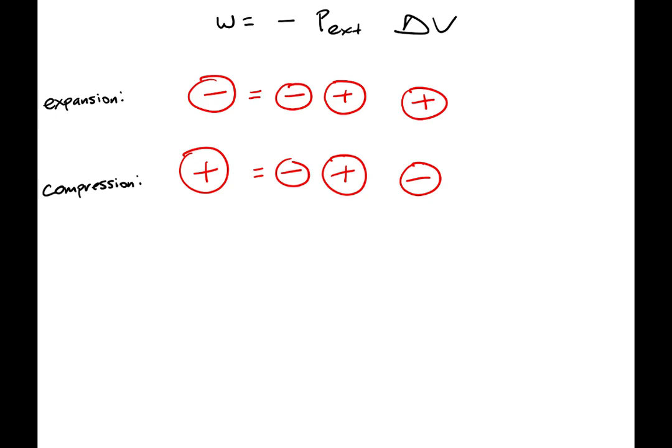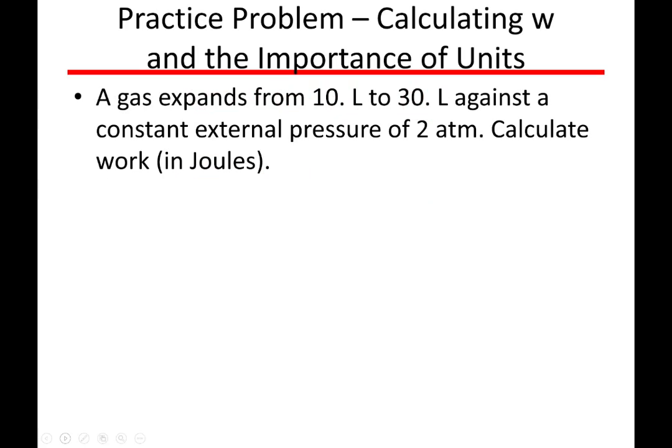And that is totally consistent with the sign convention that was previously defined. So this is why the equation W equals negative P external times delta V has a negative sign out in front of it. It is to help keep you totally consistent with the sign conventions that we've defined for work. Let's now use the equation to do a calculation of work.